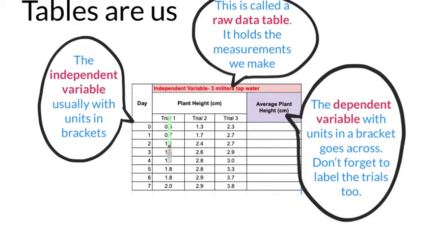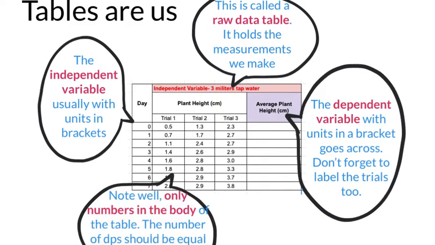Now this tells me that all these trial 1, trial 2 and trial 3 are measuring plant height in centimetres. So make sure you're clear, it really is important. And of course only numbers at the bottom, and we've already been through that and we shouldn't have to go through it anymore.